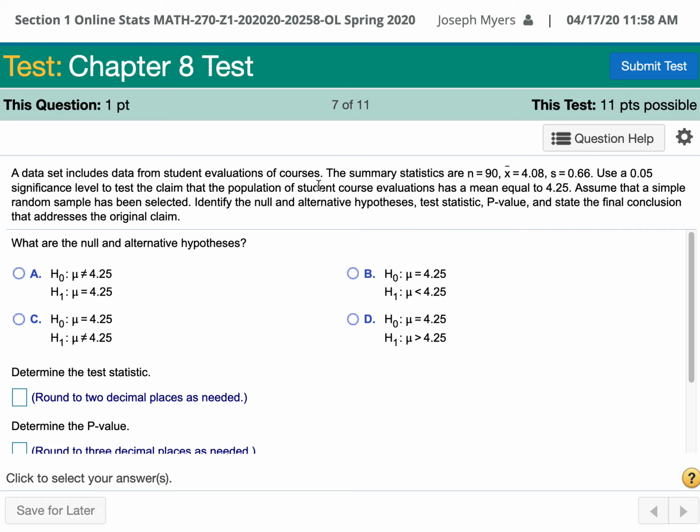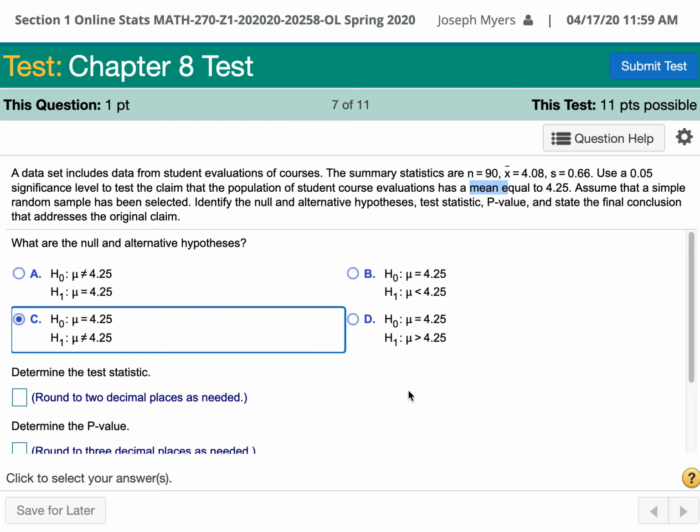And so we're testing a claim that the mean is equal to 4.25. So the null is going to be that the mean equals 4.25, and the alternative, therefore, is that the mean does not equal 4.25. So those are the hypotheses: it does equal 4.25, or otherwise it does not equal 4.25.